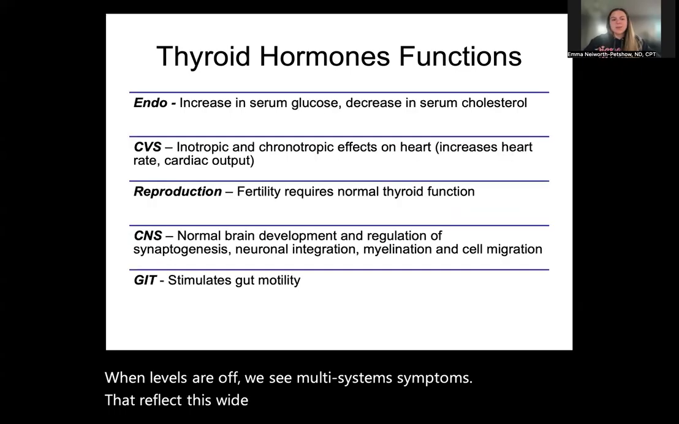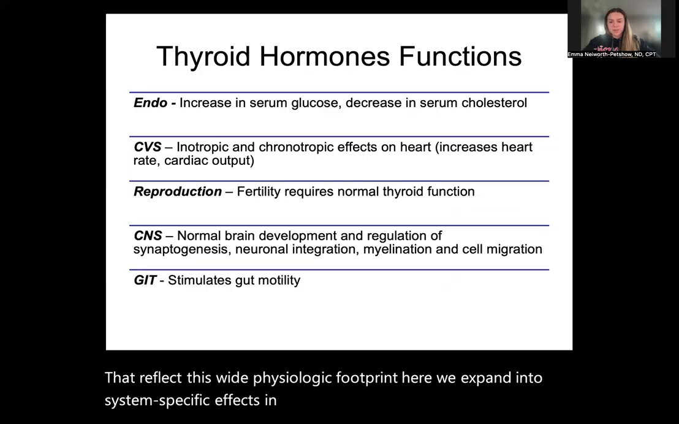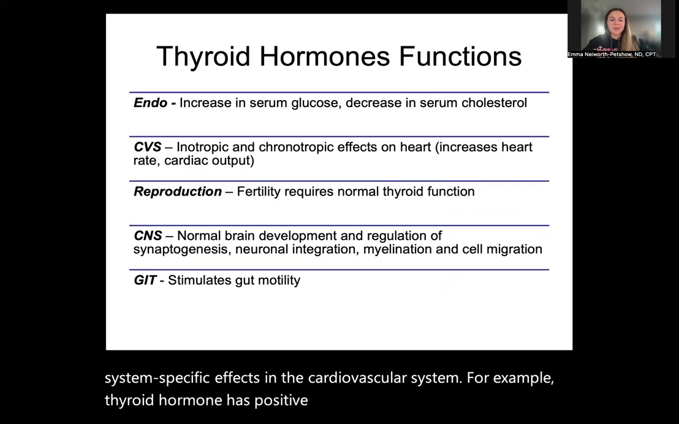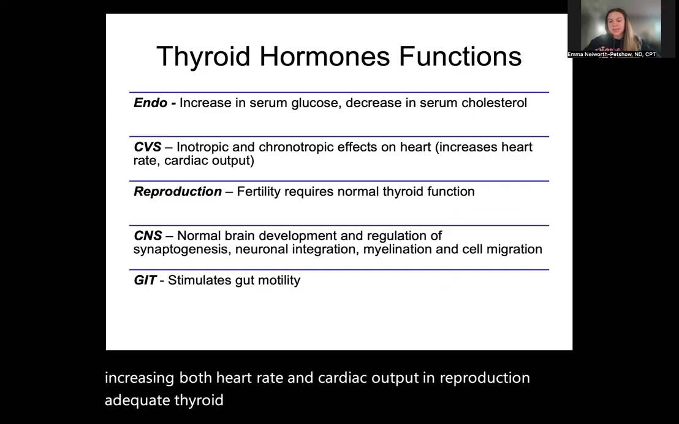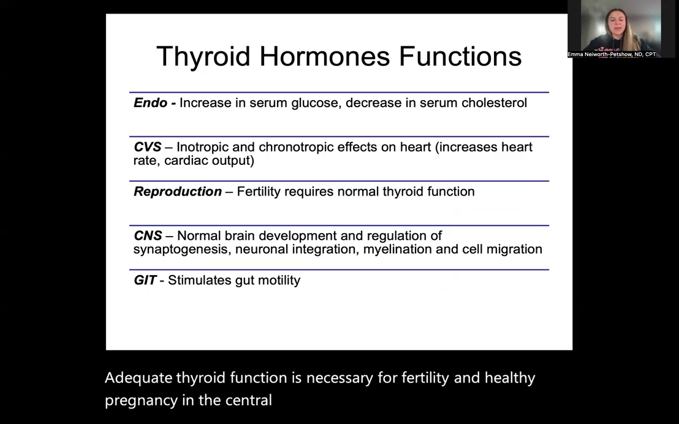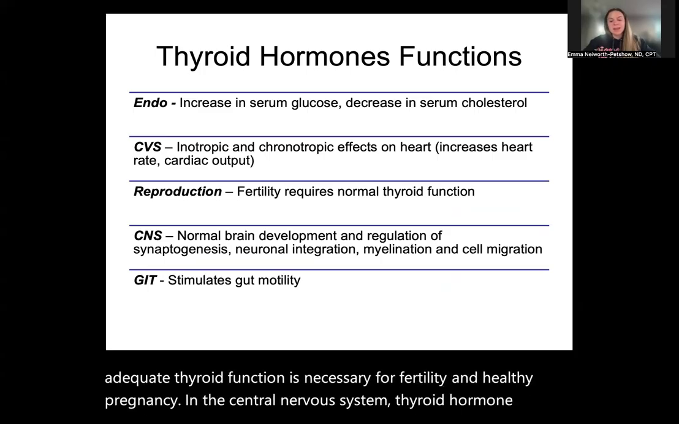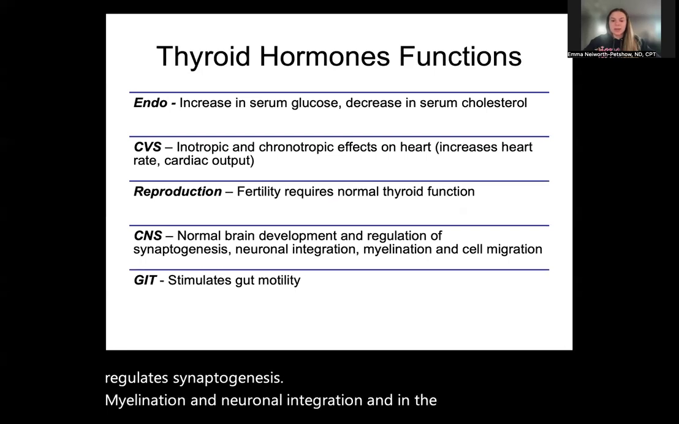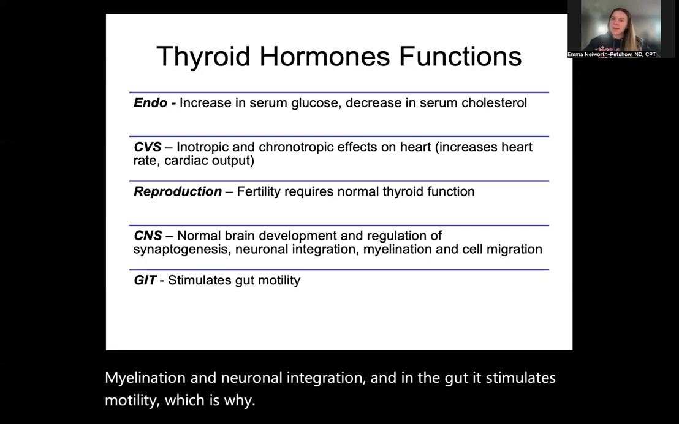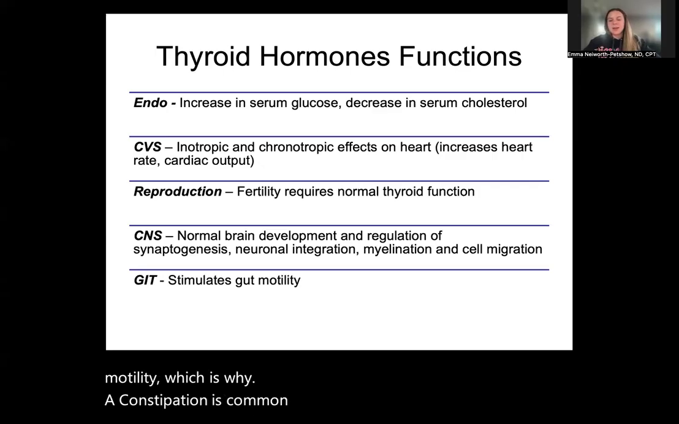Here we expand into system-specific effects. In the cardiovascular system, for example, thyroid hormone has positive inotropic and chronotropic effects, increasing both heart rate and cardiac output. In reproduction, adequate thyroid function is necessary for fertility and healthy pregnancy. In the central nervous system, thyroid hormone regulates synaptogenesis, myelination, and neuronal integration. And in the gut, it stimulates motility, which is why constipation is common in hypothyroidism and diarrhea in hyper.